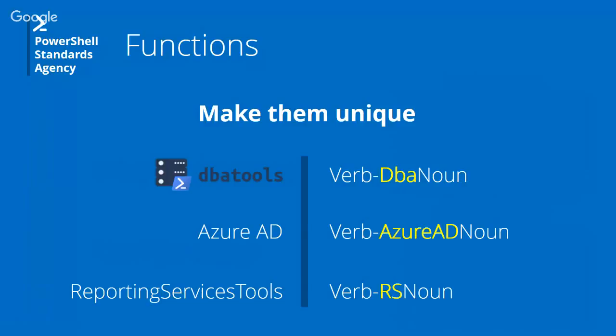So dbatools, for example, has verb-DBA noun, and they have a Get-DbaDatabase function in there. Azure AD has verb-AzureAD noun. And Reporting Services tools, yeah, just the RS one.